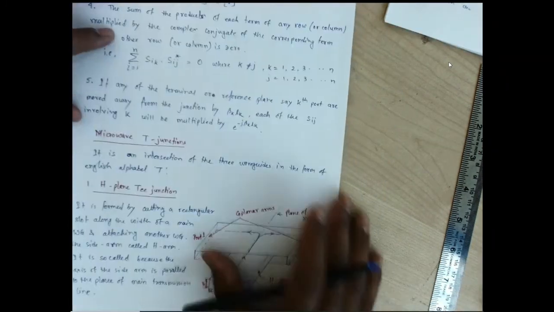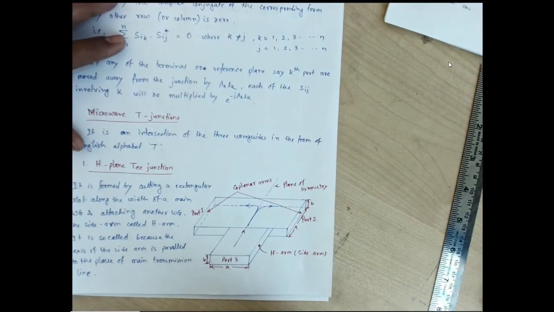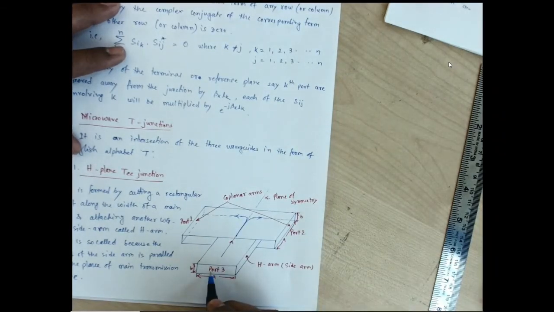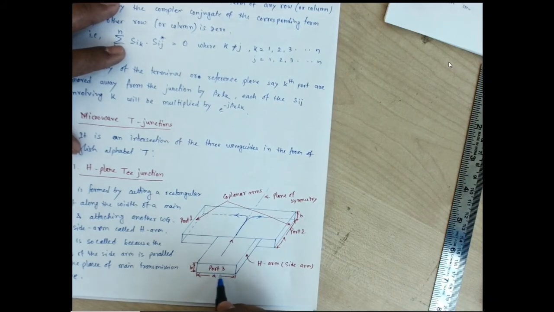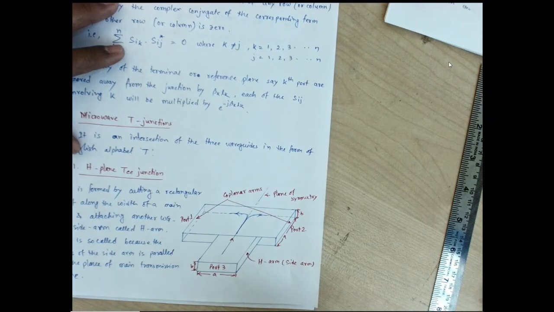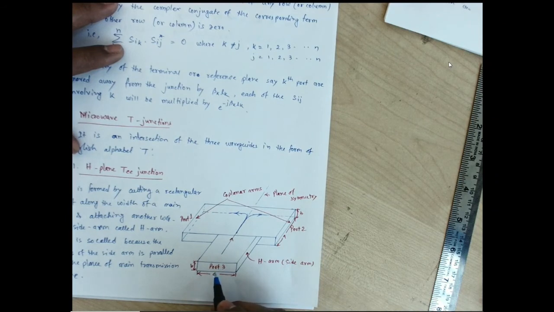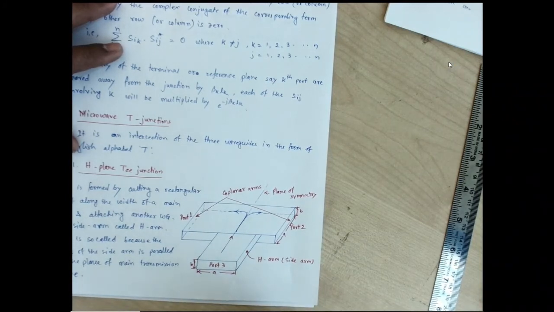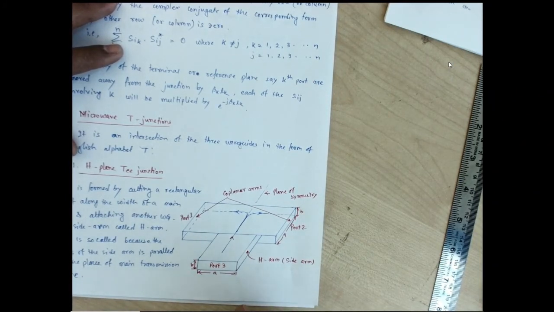Now this port 3 is perfectly matched. What does it mean? If the source is connected to this port, it is perfectly matched to the source. That is, this port impedance is the same as the source impedance. So there will be no reflection to the source due to this port. That is, S33 is completely zero. For any reason, if the source is given to this port 3, then this port is completely matched to the source.